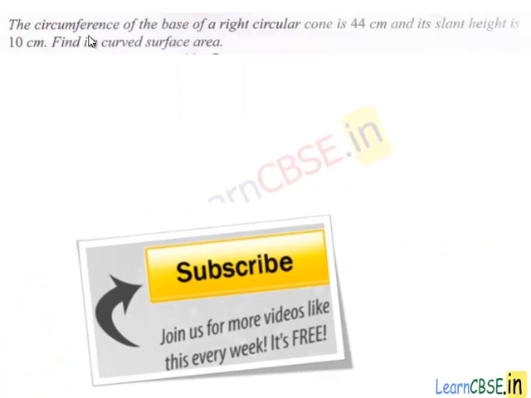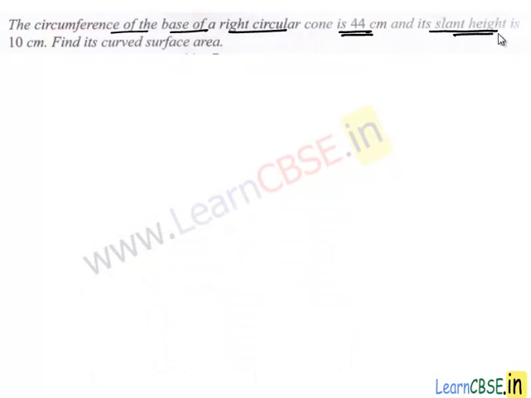Let's move to the next question. Here circumference of the base of right circular cone is 44 centimeters and its slant height is 10 centimeters. We have to find the curved surface area of this cone. Let's work out the problem.